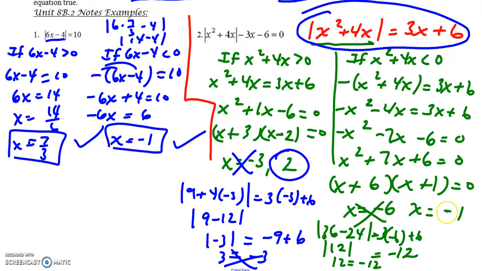If I plug in negative 1, I know I'm running out of room here, but just to squeeze it in, that's the absolute value of positive 1 minus 4, so does the absolute value of negative 3 equal 3 times negative 1 plus 6? Well, 3 times negative 1 is negative 3. Negative 3 plus 6 is 3. Does the absolute value of negative 3 equal positive 3? Yes, it does, which means that this is an answer.